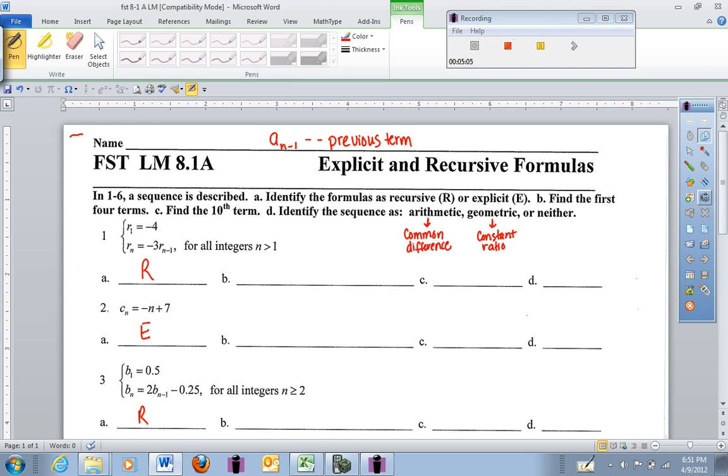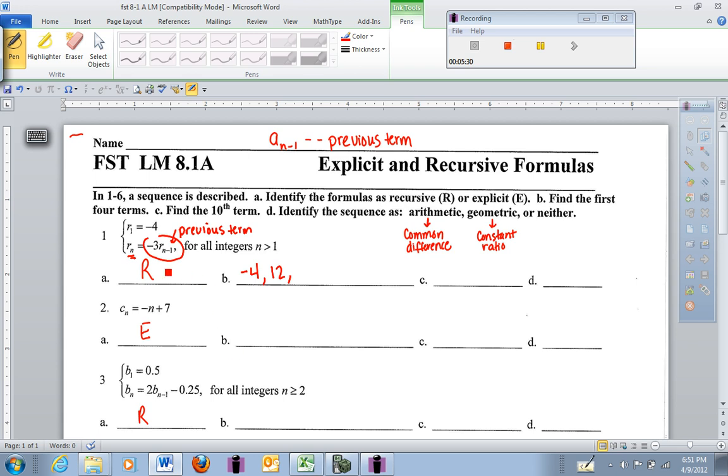Whenever I have a recursive formula, they're going to spell out for me what the first term is. So that's going to be -4. Then the way we would read this part would be to say that the next term is -3 times the previous term. This stands for the previous term. All right, so if I take -3 times the previous term, I'm going to have +12.